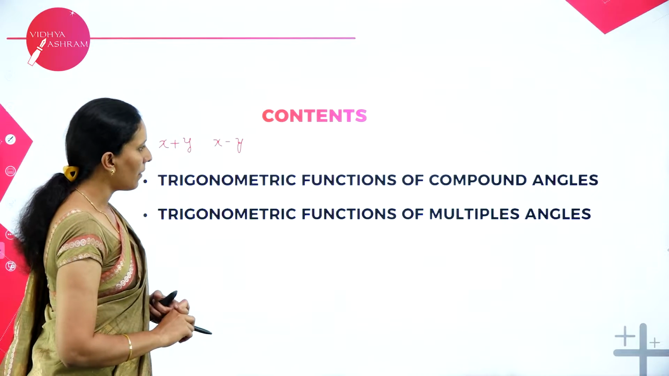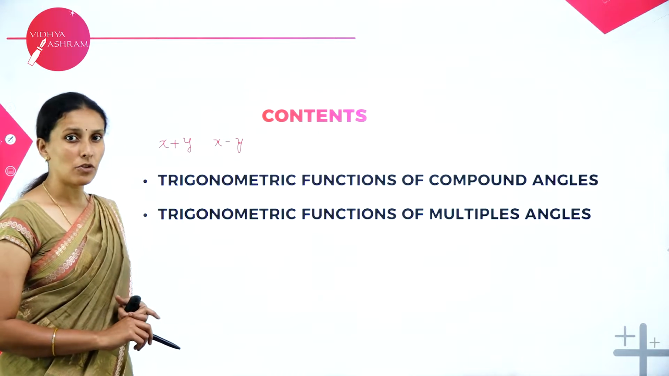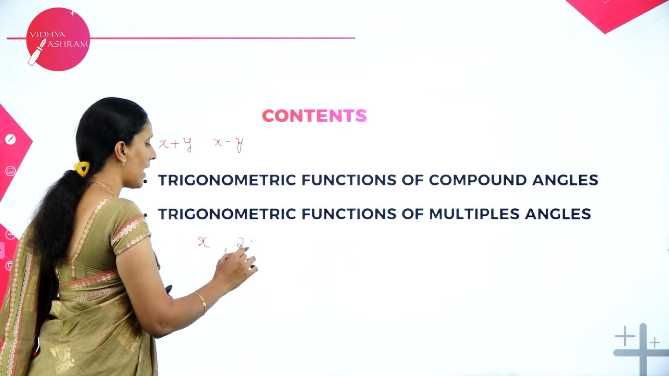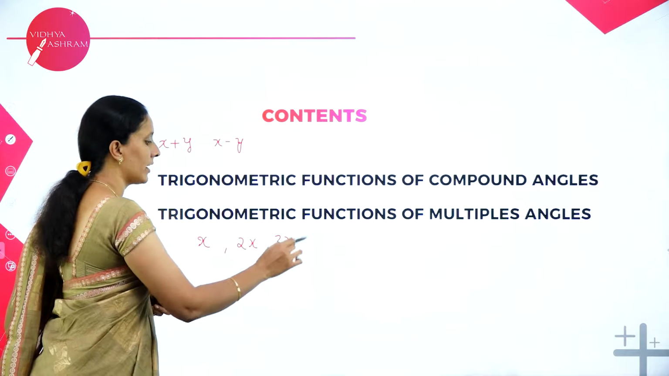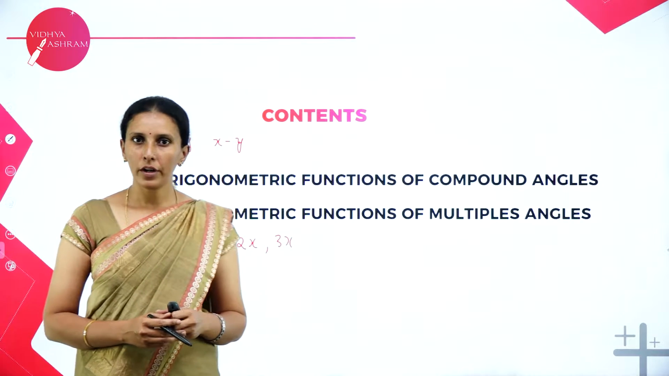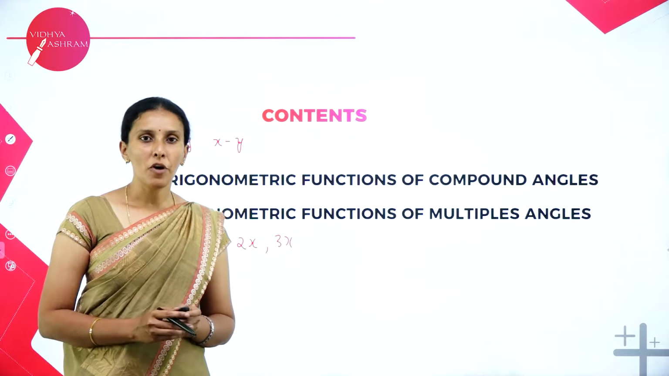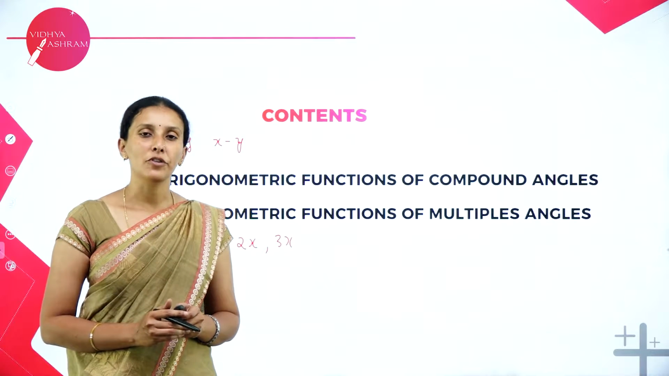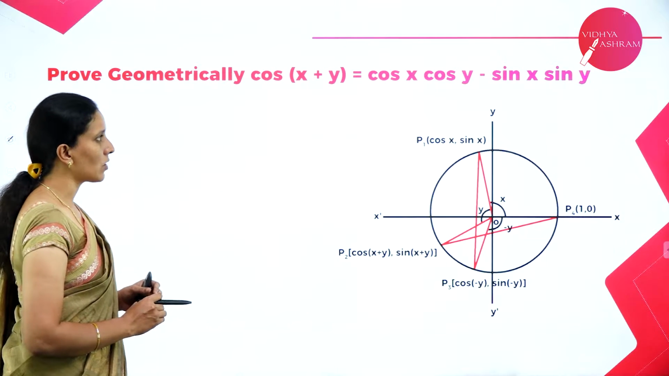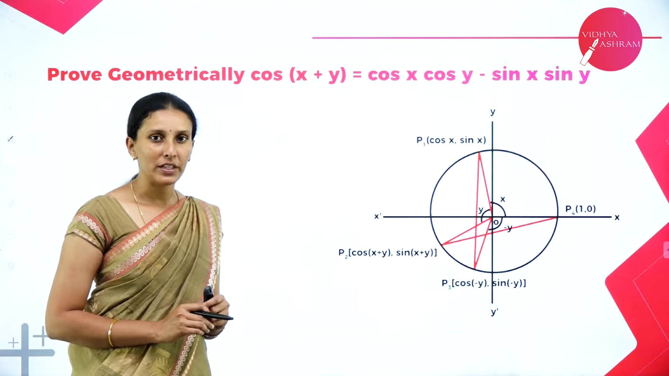Also, we are studying about the multiple angles. What do you mean by multiple angles? Multiples of an angle. Suppose we have an angle x, then what is the angle 2x, 3x in terms of trigonometric functions? So we have a very important proof in terms of geometry, that is the sum of any two angles in terms of the cosine function, that is cos of x plus y is equal to cos x cos y minus sin x sin y. Now this can be proved using the unit circle.